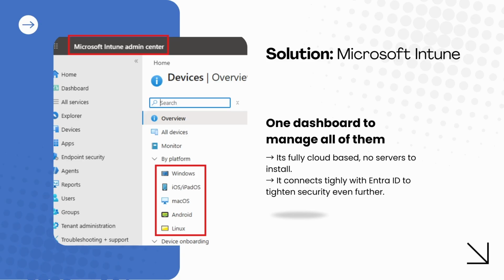The best part about Microsoft Intune is that it is fully cloud-based, with no servers to install anything on, and no application to install to do the admin tasks. You just log in with a proper license and you're all set. It also connects tightly with Entra ID to tighten security even further by pairing it with conditional access policy. We will look more at conditional access policies in future videos.